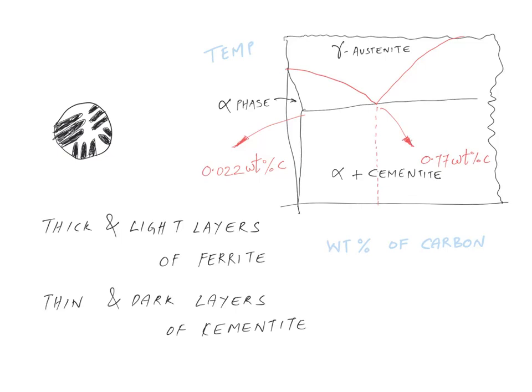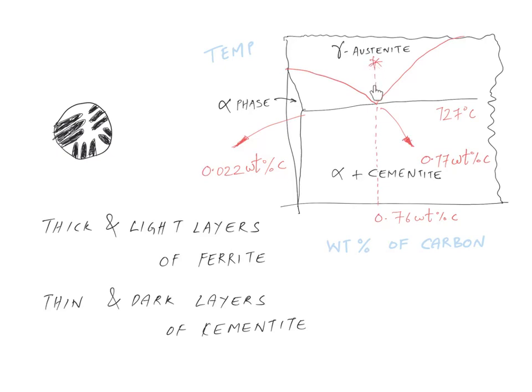an iron carbon alloy of composition 0.76. When you cool an iron carbon alloy which contains 0.76 weight percentage of carbon from a temperature above 727 degrees centigrade. So 727 degrees centigrade corresponds to this particular line. Let's say I'm cooling my alloy from this particular temperature.